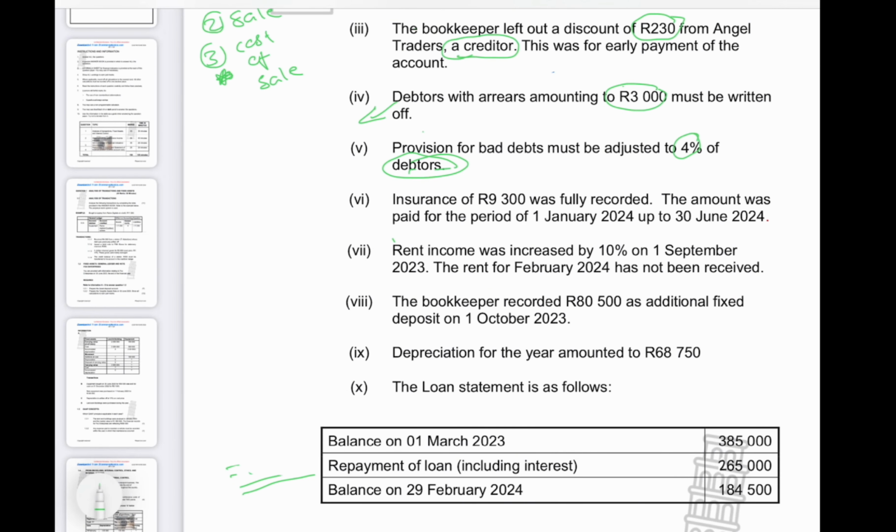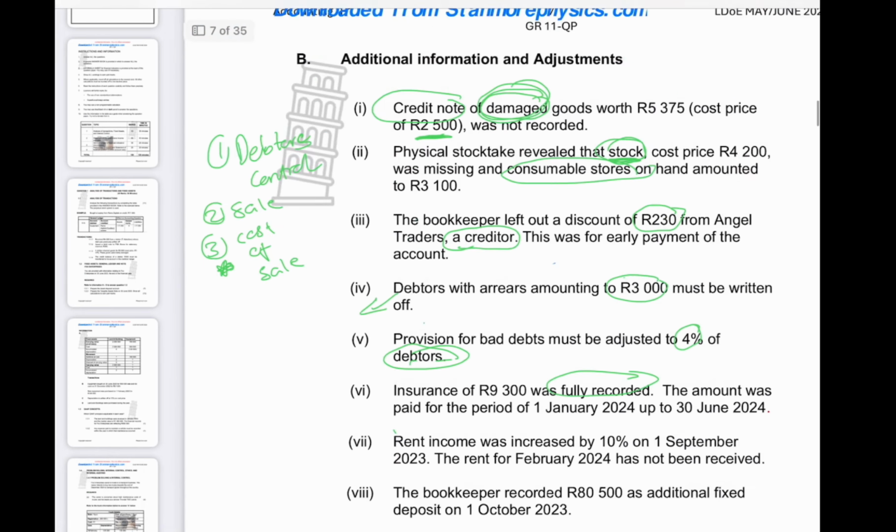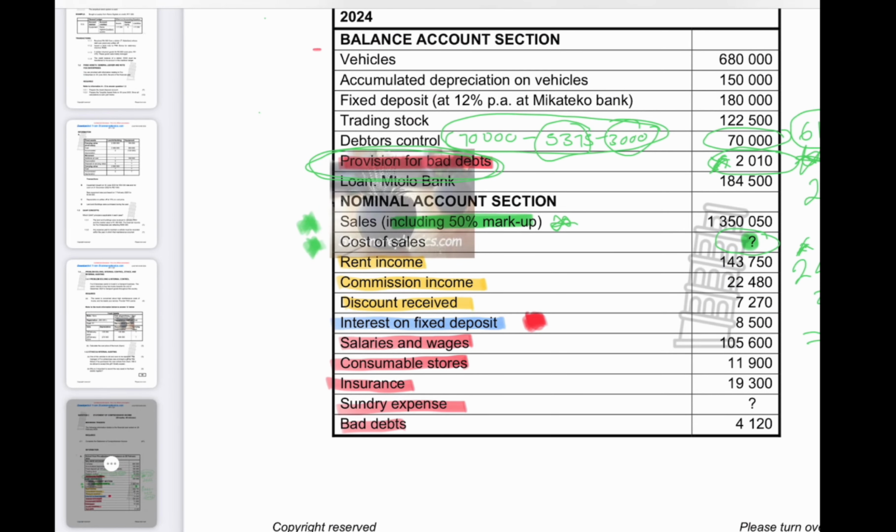Okay, so the next one says insurance of 9,300 was fully recorded. The amount was paid for the period of 1st of January to 30th of June 2024. So now the key word here is the amount was fully recorded. If you check in our trial balance, we are given an insurance amount of 19,300. So when they say it was fully recorded, it means that amount of 9,300 was actually recorded in the 19,300.